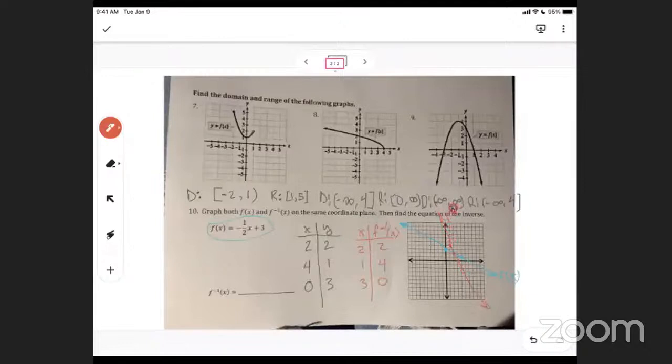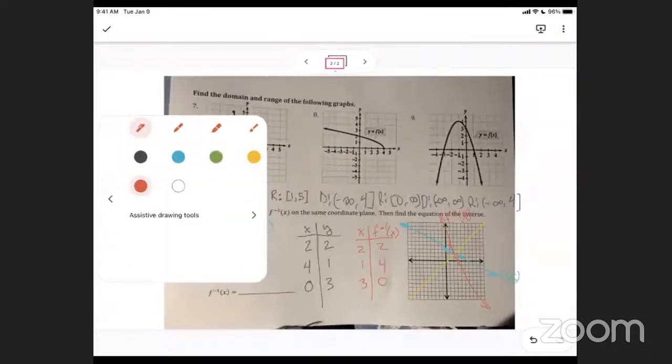Good enough. All right. So now let me show you the really cool thing about this. I'm going to draw in the line y equals x. See that line? The perfect diagonal line. The red and the blue line are reflections of each other over that line. That is another characteristic of inverses.